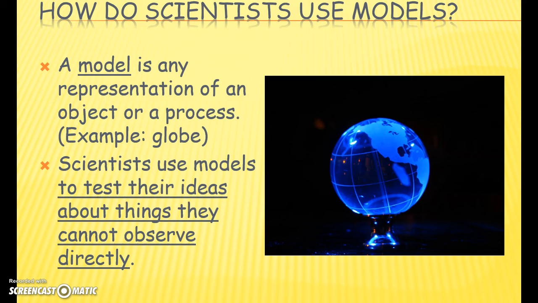So why do scientists use models? We know that models are representations of an example of a process. A globe is a model of the Earth. We use it because, especially back in the day, we couldn't zoom out and look at the Earth. Now we can, but that's costly and expensive. So we use a model of Earth to teach concepts and understand how the world works. Models are used to test ideas about something we observe, or cannot observe directly, I should say.